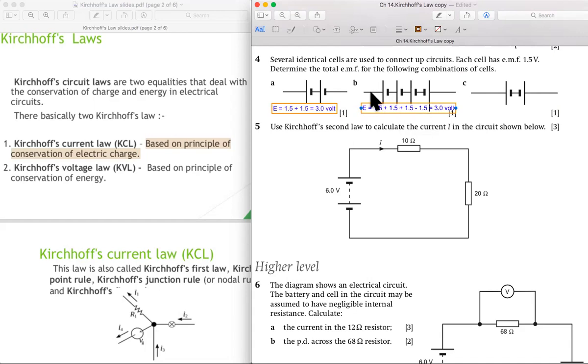This is plus and this is minus. Plus 1.5, plus 1.5, plus 1.5, minus 1.5. So this has become 0. So same thing with E equals to 1.5 plus 1.5 equals to 3.0 volt. That's it.